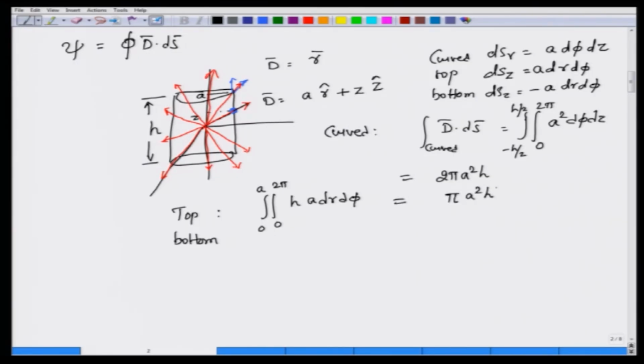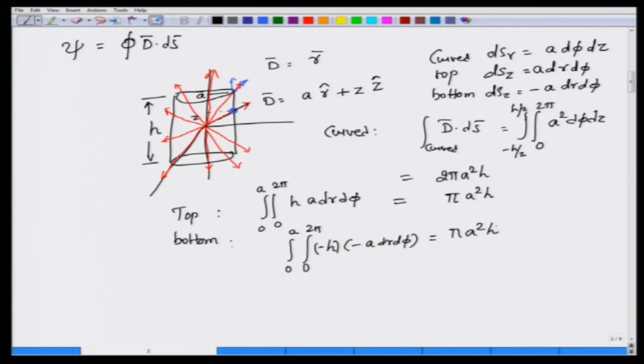Similarly, for the bottom integral, you have integrals from 0 to a, 0 to 2π. However, the value of the D component on the bottom surface is directed along the minus z direction. Therefore, this would be minus h, but the surface element is also directed along minus z. Therefore, I have minus r dr dφ. The two minus signs cancel because it becomes 1, and if you evaluate this integral, it is the same as the integral of the top surface, and you are going to get a flux of πa²h leaving the bottom surface.